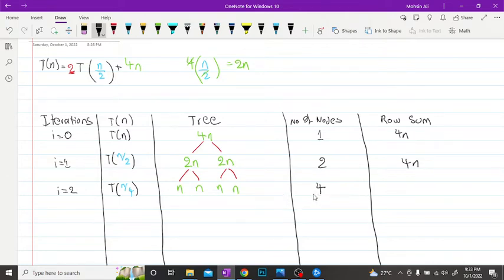Now, there's a strange pattern that I can observe over here. For the number of nodes, when I have i equals 0, I will always have 1 node. That is where I'm going to start. So this is going to be 2 to the power i. This works out. If I have my function 2 to the power i, where i over here is 0, it will always give me 1.